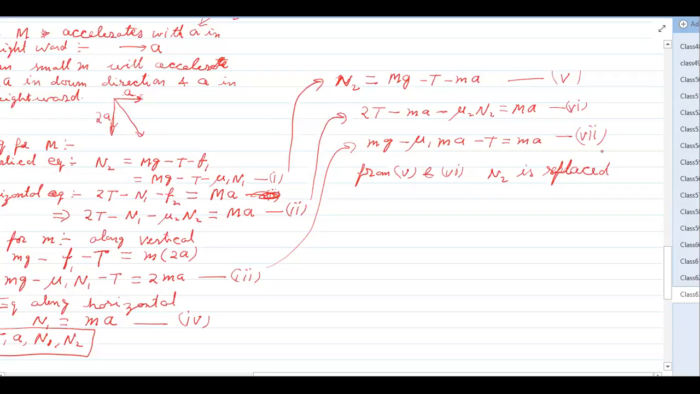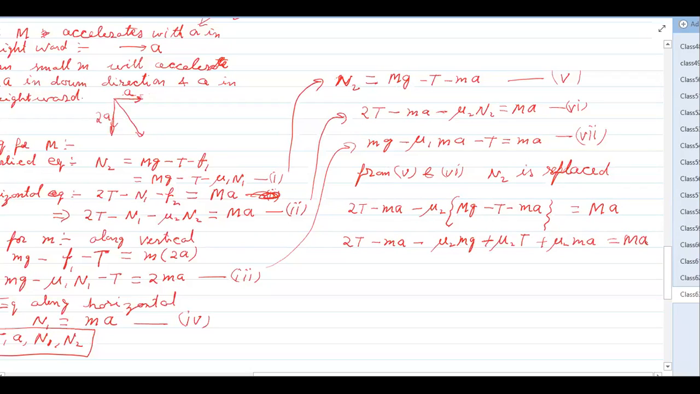So how do we replace N2? We will write 2T minus Ma minus mu2, and N2 is Mg minus T minus Ma, equal to capital Ma. Okay, so this way we can write. So it is 2T minus small ma minus mu2 Mg plus mu2 T plus mu2 small ma equal to capital M. Okay, this much we have got. Now this is equation 8.